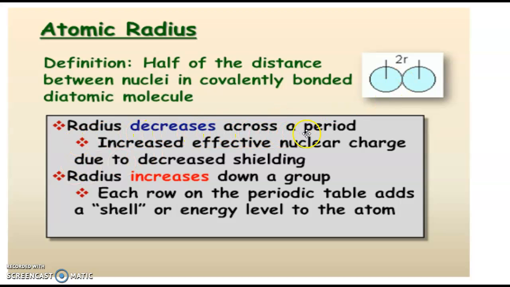The radius decreases across a period because of the increased effective nuclear charge due to decreased shielding, that is, the screening effect by the inner electrons on the valence electron. The radius increases down the group. Each row on the periodic table adds a shell, and due to the addition of a shell, the size of the atom increases. Hence the atomic radius increases, as the energy levels of the atoms increase down the group. So this is the atomic radius.